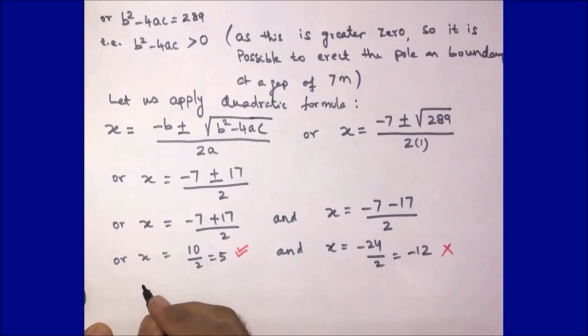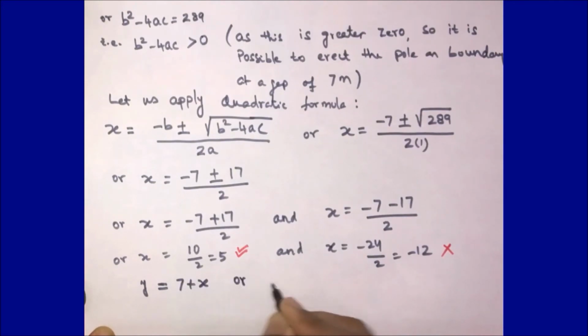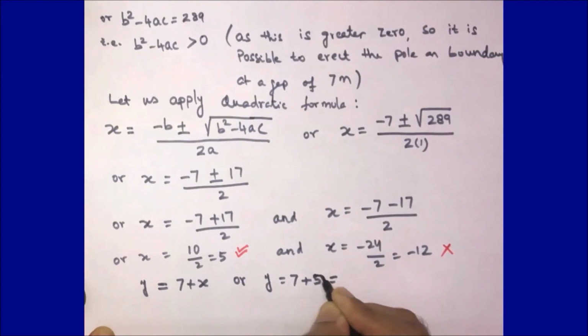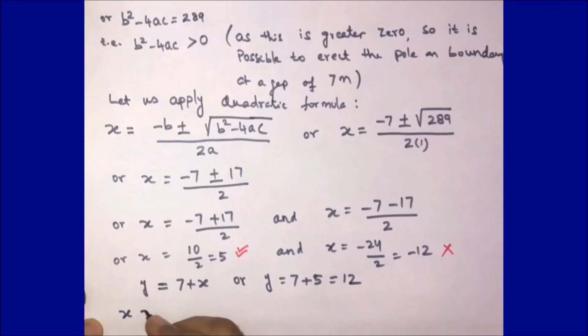Now let us find out the value of y. If you remember the value from equation 1, we got the value of y as 7 plus x. y is equal to 7 plus x, or y is equal to 7 plus 5, that is equal to 12. Guys, you could see that we are able to find out the value of x as 5, which is nothing but 5 meter, and y is equal to 12, which is nothing but 12 meter.